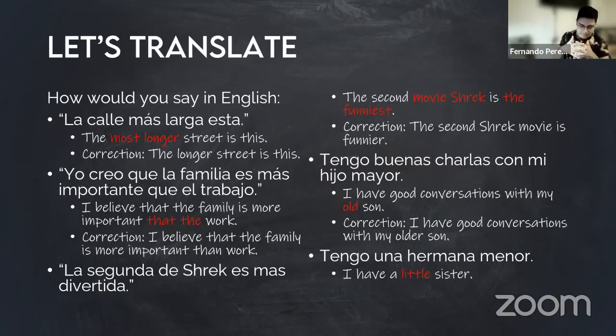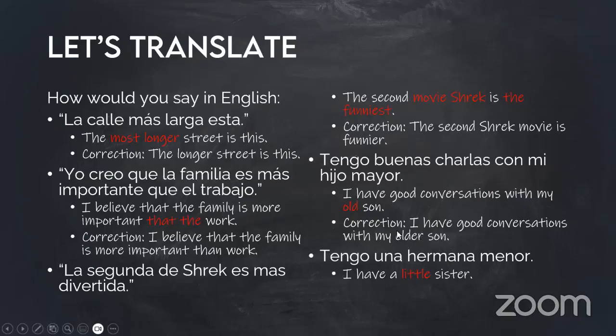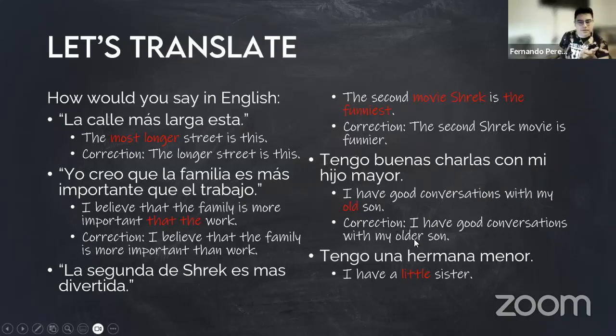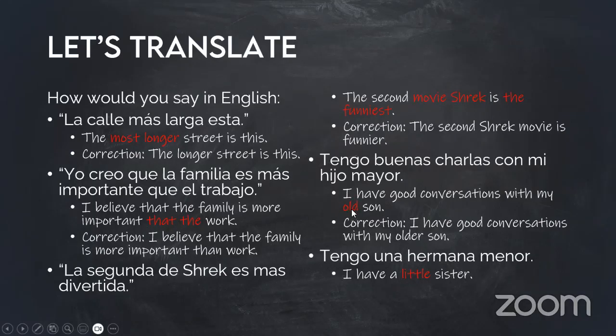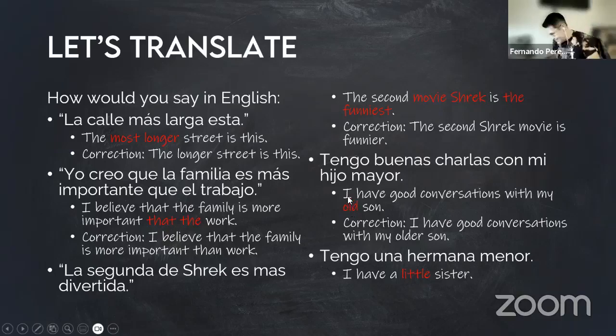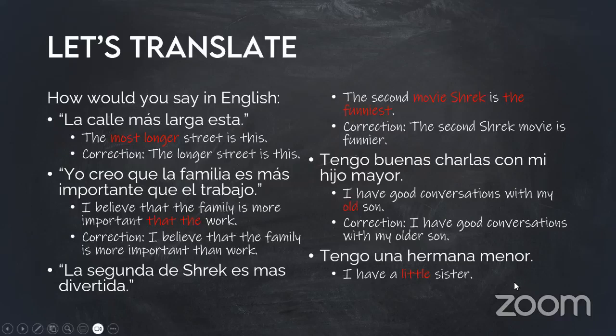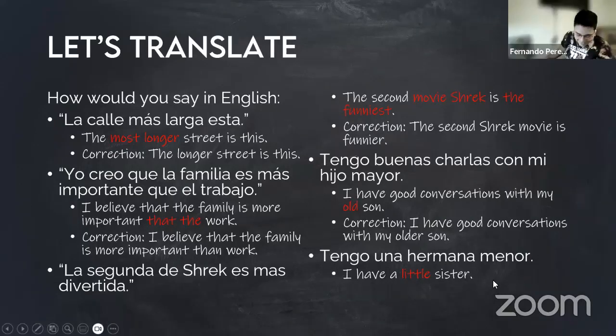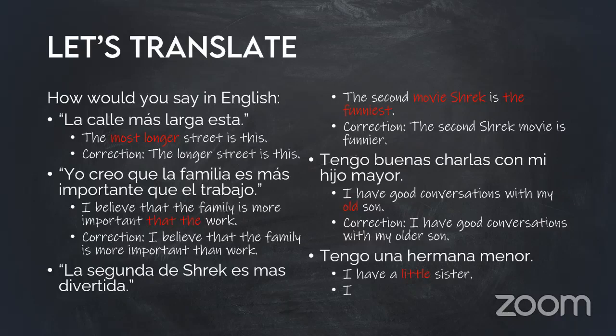Find association. When Cesar talked about hijo mayor, he said older son. What is the contrary for older? Or what is the contrary for old? New. Young. Okay. Exactly. Younger. A younger sister. A younger sister. Completely. Okay. I have a younger sister.